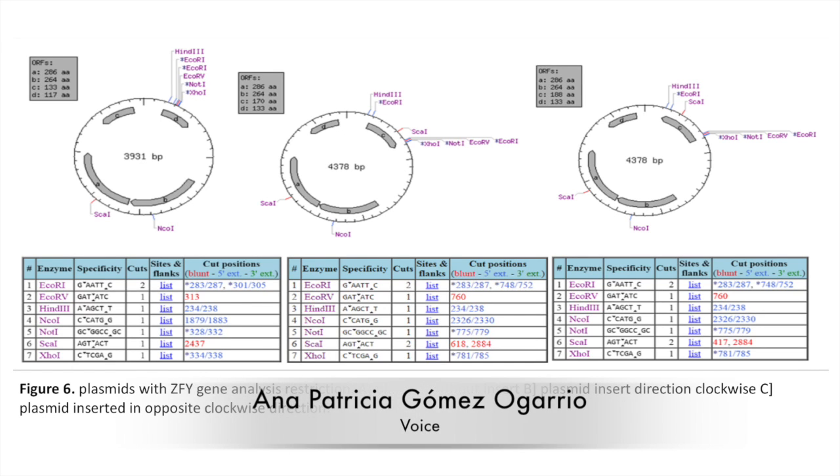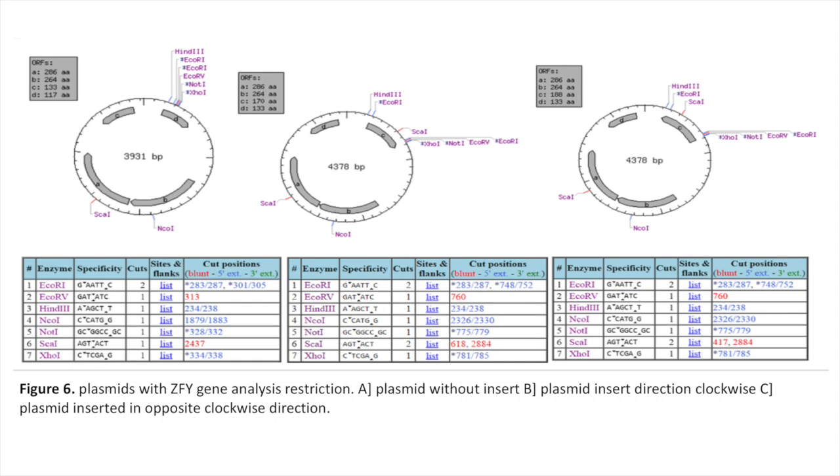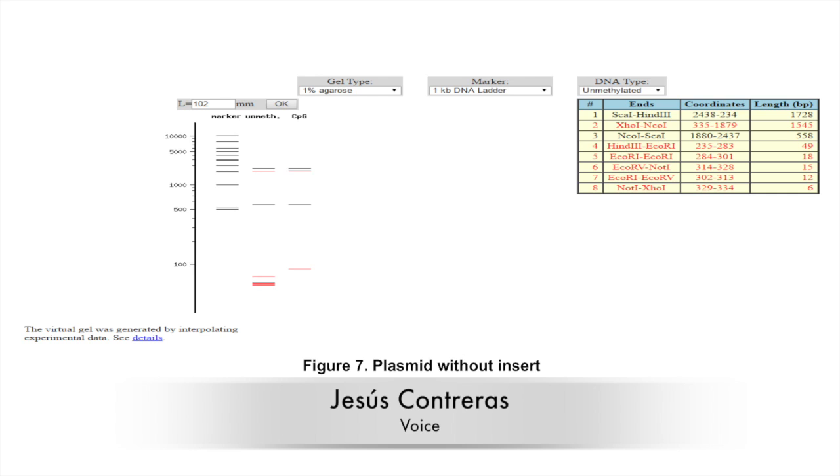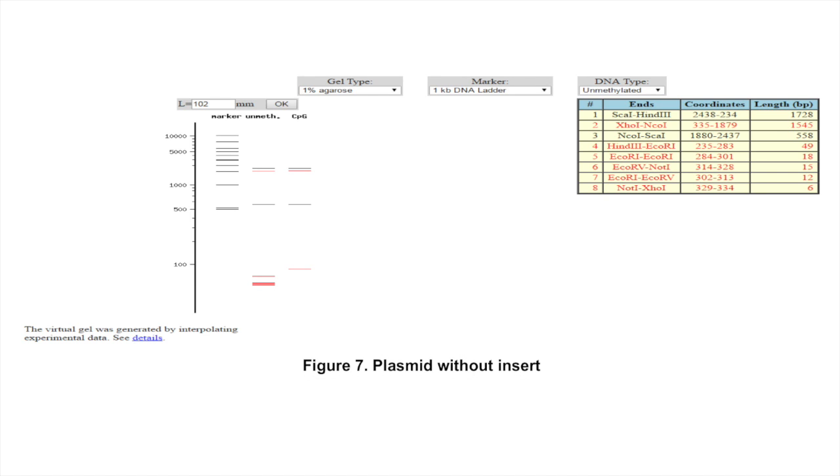Once the restriction enzyme analysis was done, the enzymes that were selected are ScaI and EcoRV. ScaI cuts inside the insert, and this gives us information about the direction. On the table shown on screen, it can be seen the characteristics of both enzymes and of the buffer that was selected. In silico electrophoresis was done regarding the restriction enzyme reactions.